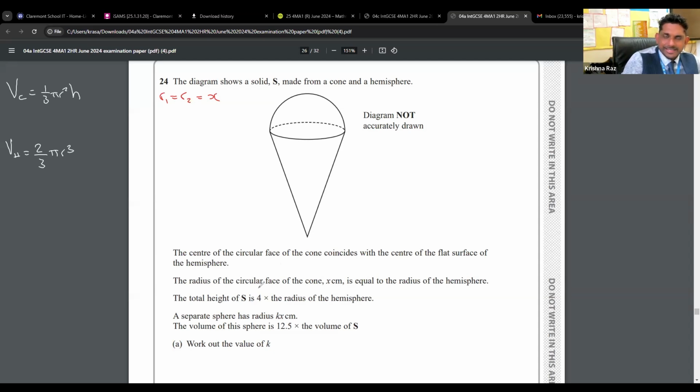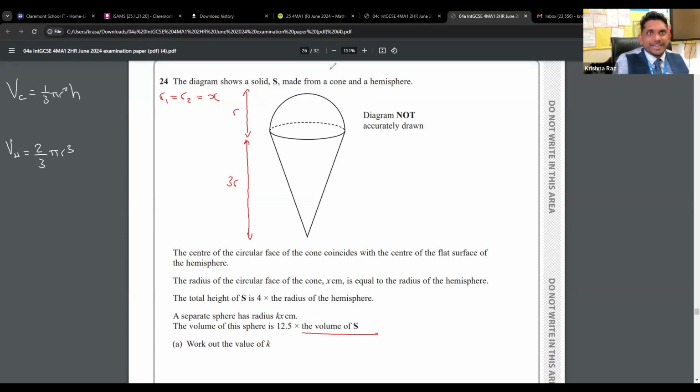The radius of the circular face of the cone is X, equal to the radius of the hemisphere. The total height of S, this is S, is 4 times the radius of the hemisphere. So in other words, the total height is 4 radiuses. So bearing in mind that's a radius, this must be 3 radii. And a separate sphere has radius kx, the volume of the sphere is 12 times the volume of S. Find the value k. So we need to find the volume of S first.